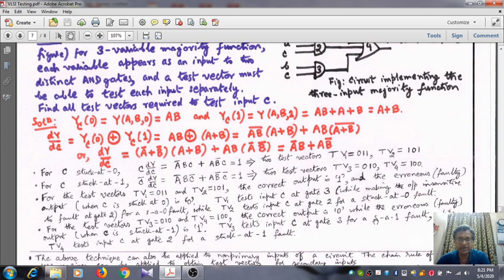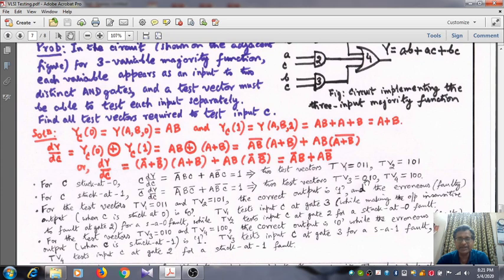The correct output is 0. Why is the correct output 0? That you have tested. That means if more than one input is 0, definitely the output will be 0. So the correct output will be 0. But if C is stuck at 1, say B is 1 here corresponding to gate 3, you see that if C is stuck at 1, what does that mean?